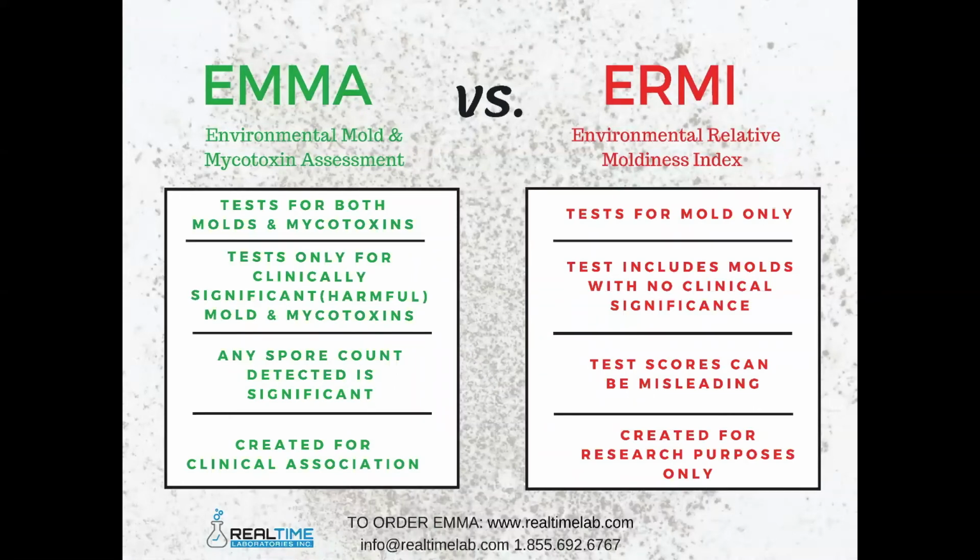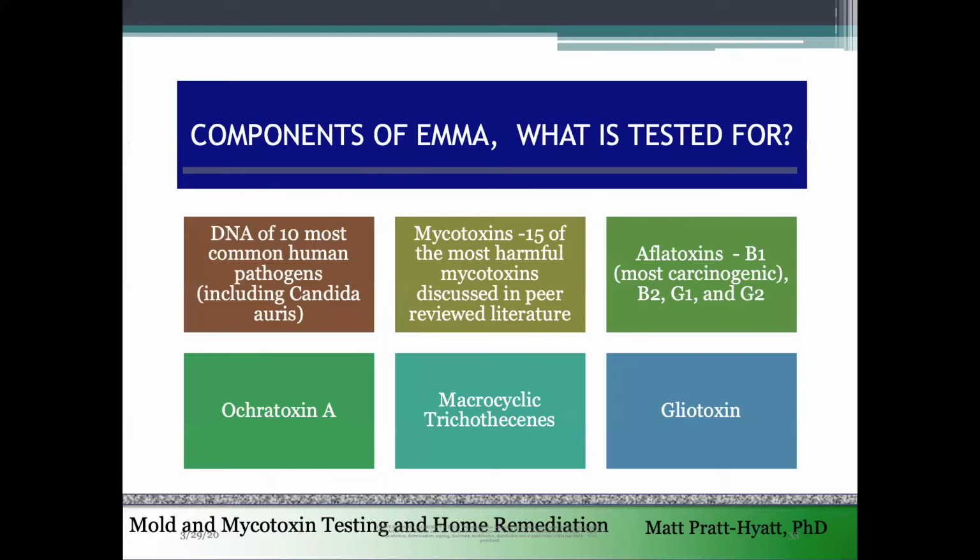Any spore count is determined significant, and it's created for clinical association, whereas ERMI was corrected by the FDA to be only for research purposes. It was never supposed to be a commercialized test. So what are the components of EMMA, what are we looking for? On the DNA side, you're looking at 10 of the most common human pathogens. On the mycotoxin side, you're looking at 15 of the most common mycotoxins.